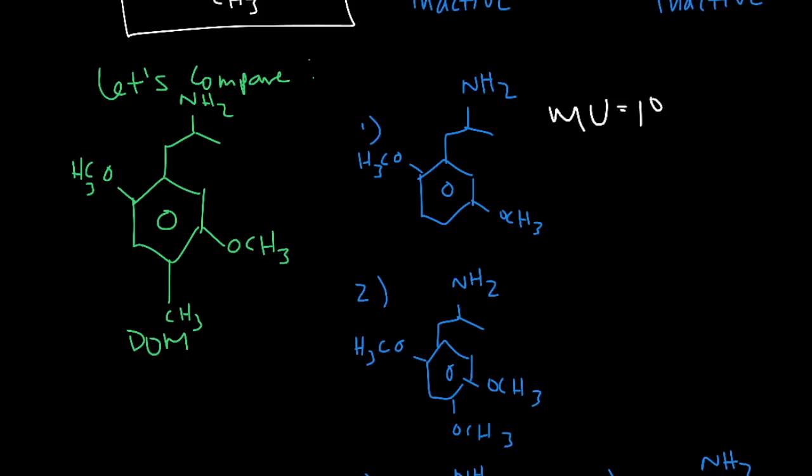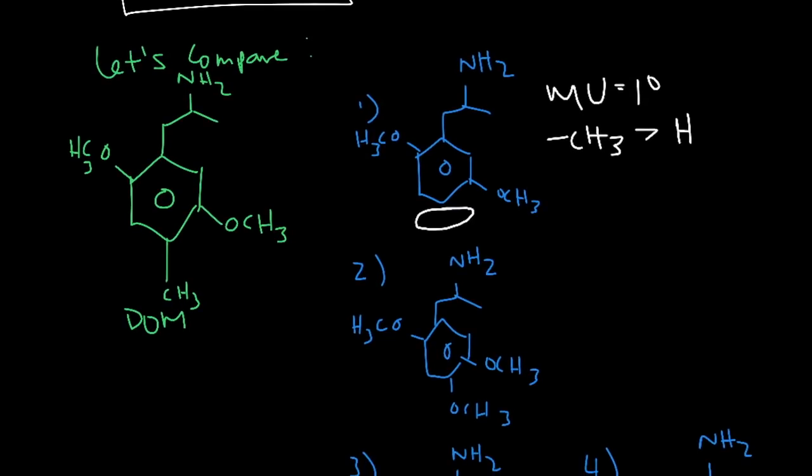Why? Because remember, methyl groups are lipophilic, more lipophilic actually than hydrogens. So increase in lipophilicity increases penetration of the blood-brain barrier, and therefore increases hallucinogenic potency. This one doesn't have a methyl group, therefore it's not as lipophilic, therefore it can't penetrate the blood-brain barrier as well, and therefore it cannot produce hallucinogenic properties.